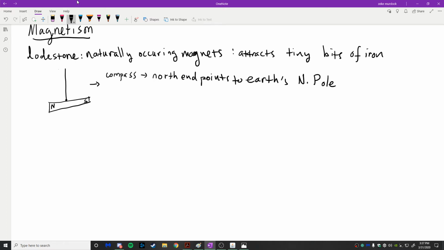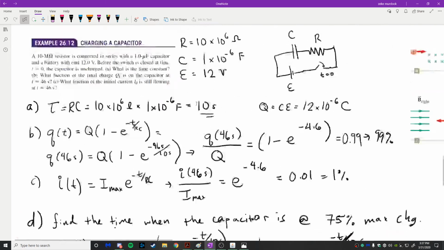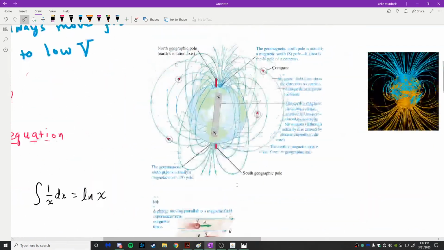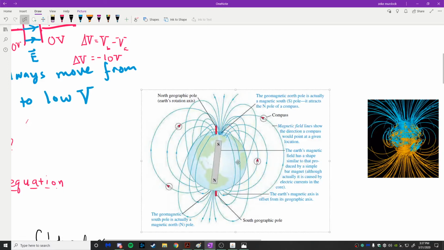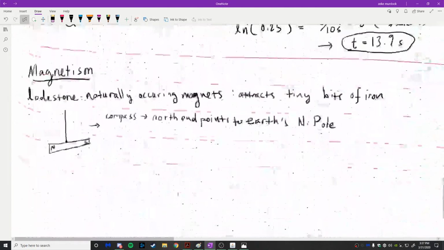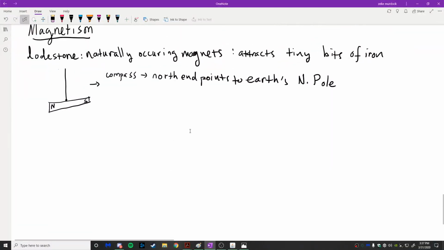So that's the basic thing, though, right? It's a compass. The north end points to the Earth's North Pole. And the reason for this is because the Earth has its own type of magnetic field. And I've got a couple pictures of that over here for you guys, what the magnetic field of Earth kind of looks like. So there's this one from your textbook, and then the other one over here is from a different website.